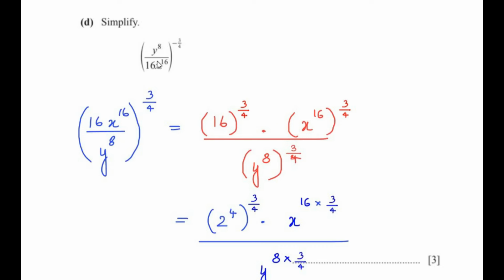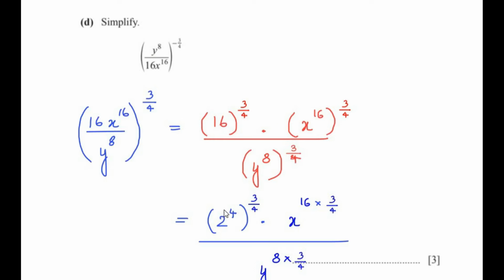We can do this by using the laws of indices. The next thing is this power gets distributed to each term within this bracket. So here the power 3 over 4 goes to 16. You can see here 16 to the power of 3 over 4. 3 over 4 also goes to x to the power of 16. Divided by, it goes to the denominator also separately.